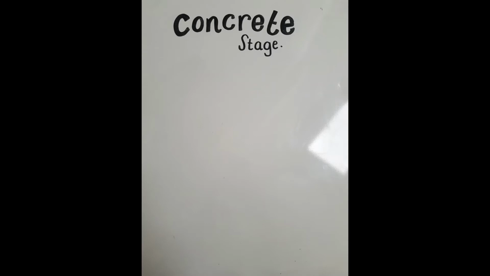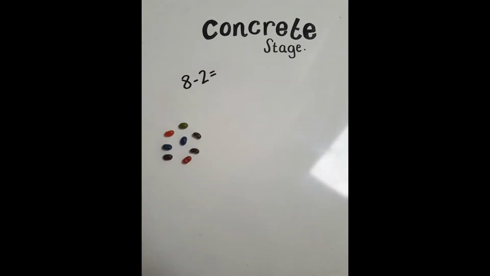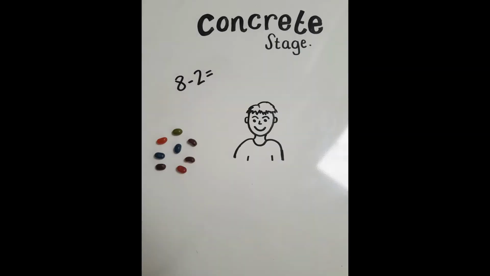In subtraction, you might start with food, as it's always good to show that objects have been eaten and they are no longer there, so we can see clearly what is left. So here's an example. I'll show you all the examples today with the same sum, 8 take away 2. So here I have 8 jelly beans. It's important that I can count out the right amount of objects for this stage.